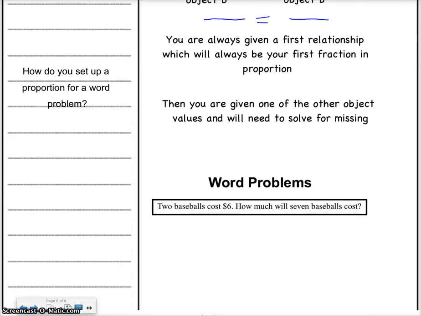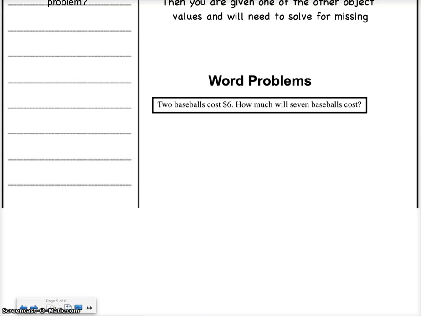Okay, that's just a bunch of words we don't even need to care about. Okay, let's set it up. Let's do the first one. 2 baseballs cost $6. How much will 7 baseballs cost? Now you could do this mental math-wise. You could be like, hey, well, clearly it's $3 for 1, so it'd be $21 for 7, right? It's not always mental math, though. A lot of the time it's typically going to be something you won't be able to do in your head.